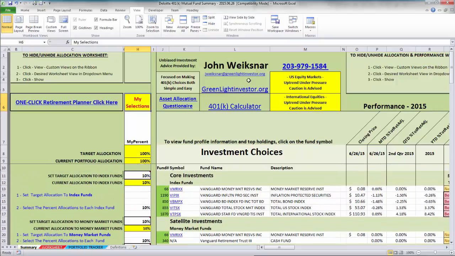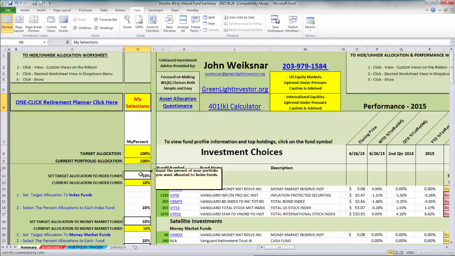When you look at my selections, what you're seeing is the amount that we have allocated. And we have an asset allocation questionnaire. If you're not sure how to allocate assets within your 401k, the asset allocation questionnaire is a great place to start. And we also have a one-click retirement planner and a 401k calculator available to you. So a lot of information in this spreadsheet.